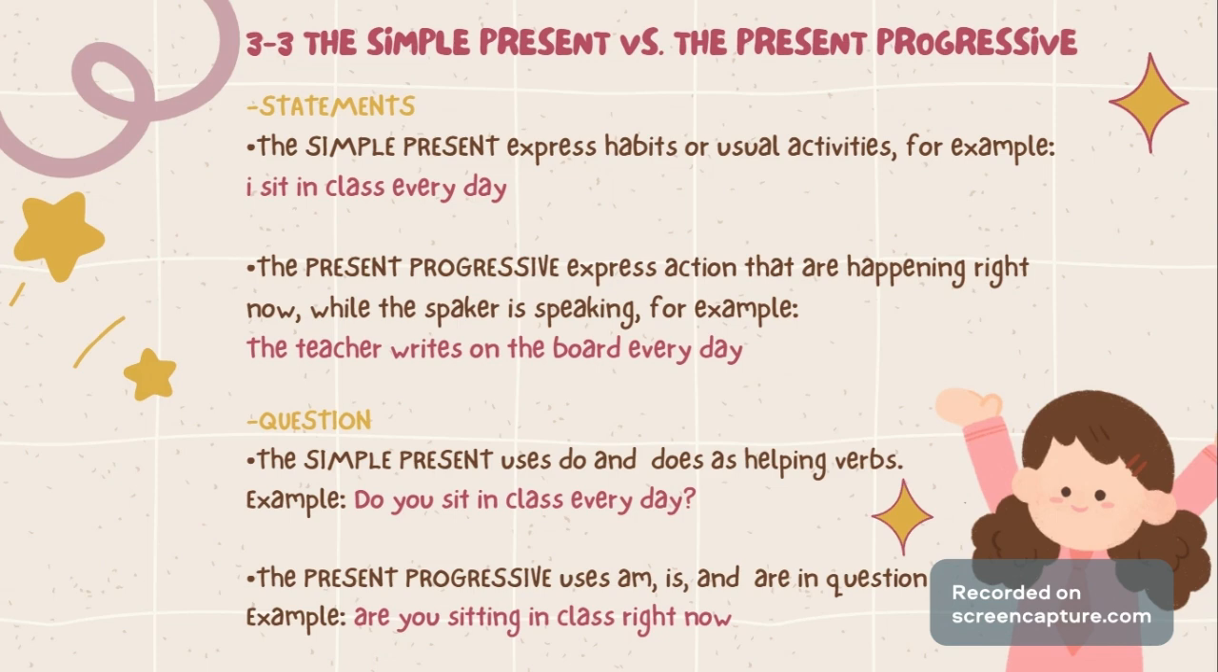statements. The simple present expresses habits or usual activities. For example, I sit in class every day. And the present progressive expresses actions that are happening right now while the speaker is speaking. For example, the teacher is writing on the board right now. Question. The simple present uses do and does as helping verbs. Example, do you sit in class every day? And the present progressive uses is or are in questions. For example, are you sitting in the class right now?